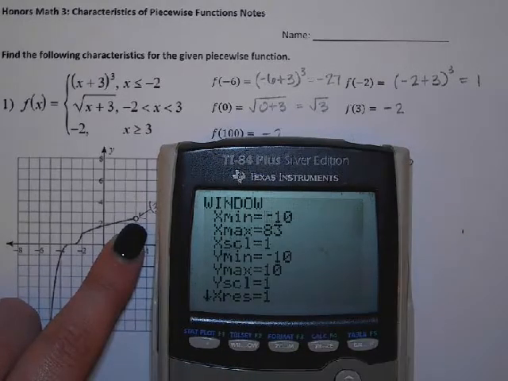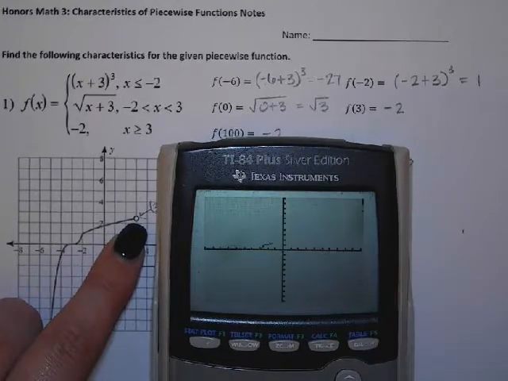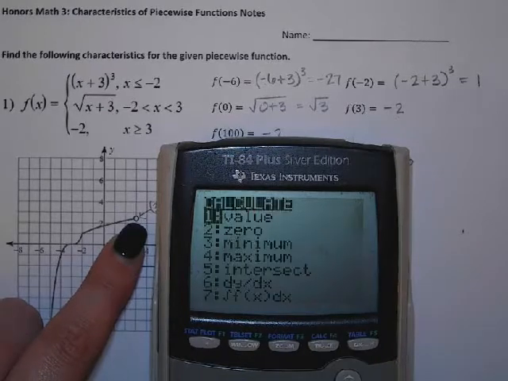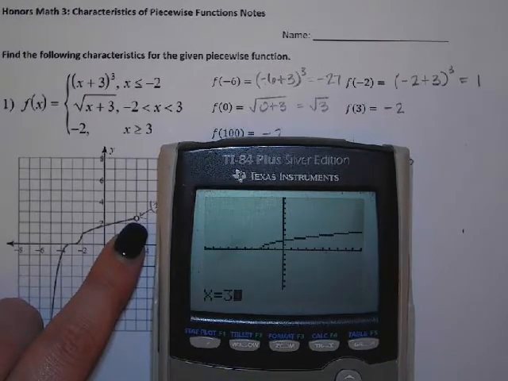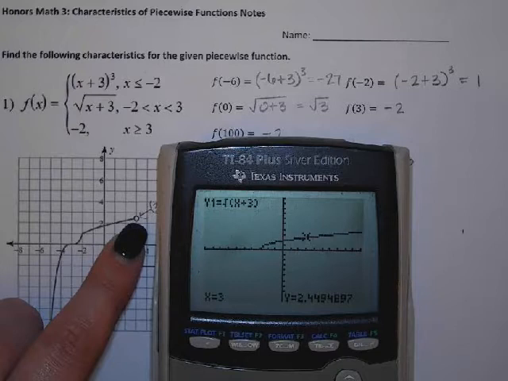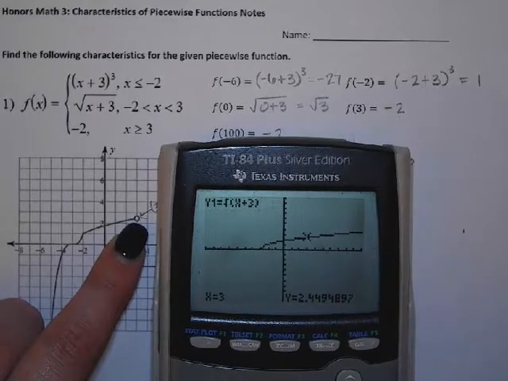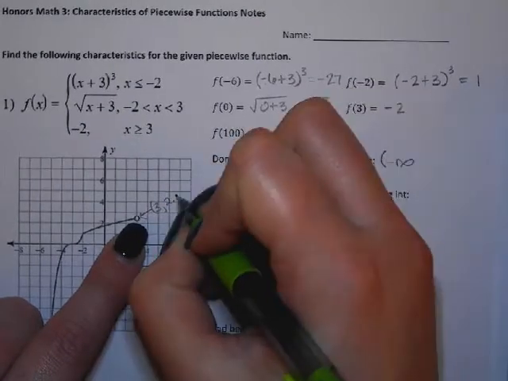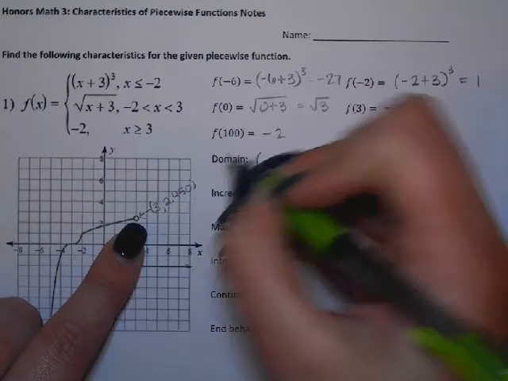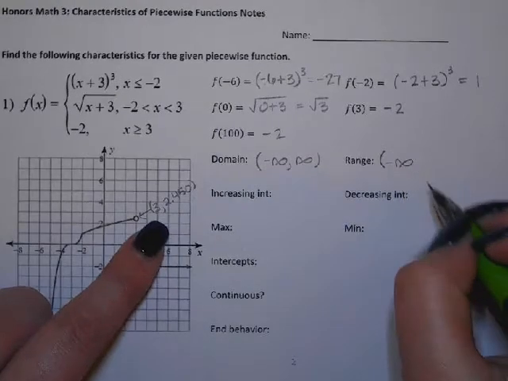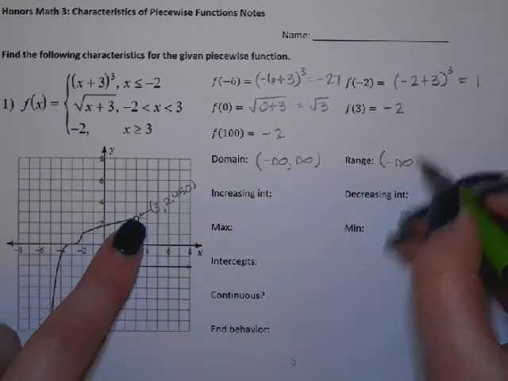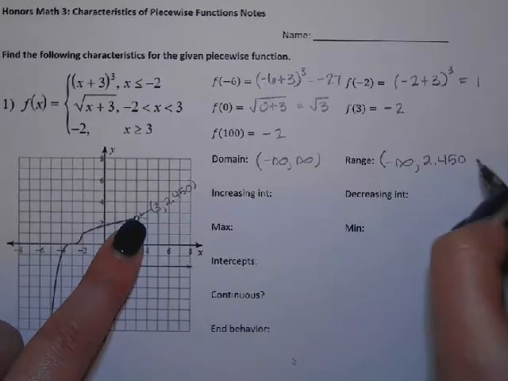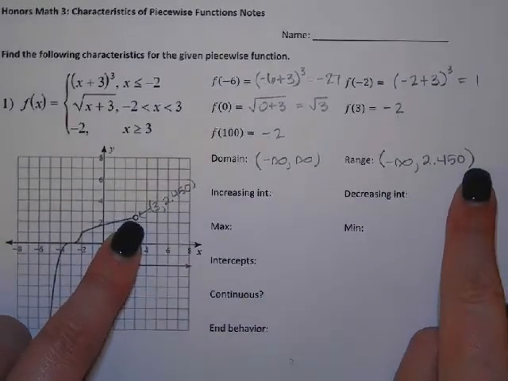Let me change my window back to normal. I could actually graph it, and then I could say, okay, at an x value of 3, tell me what the y value is, and then I could see it that way. So you can get it from the table, you can get it from the graph. And so I would say the range is from -infinity up to this y coordinate, which is 2.450. I'm going to put a parenthesis there because that's not filled in.